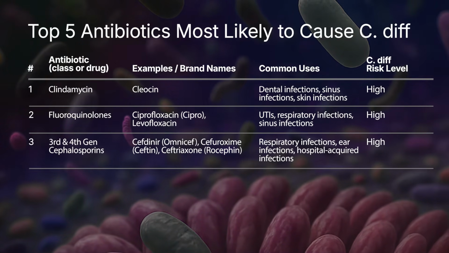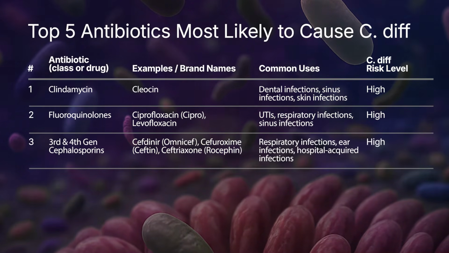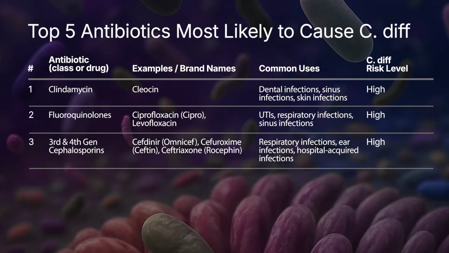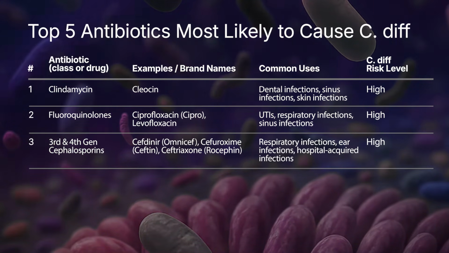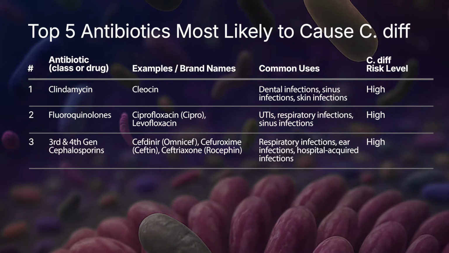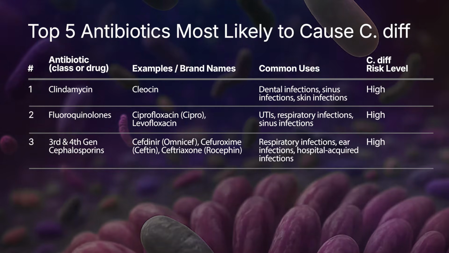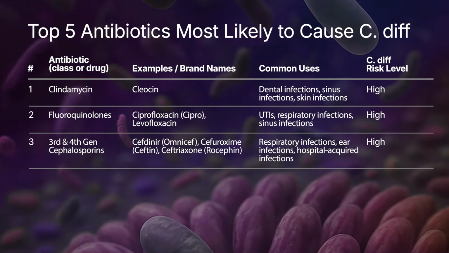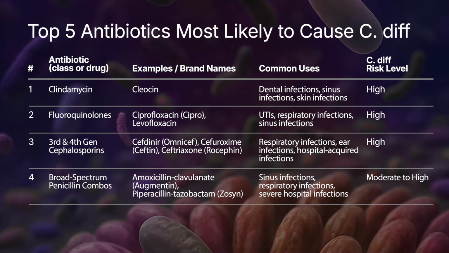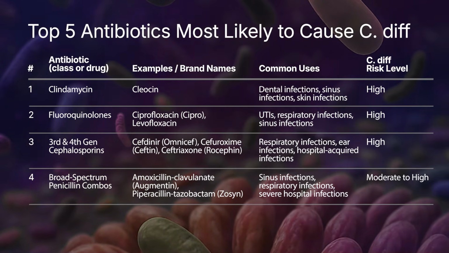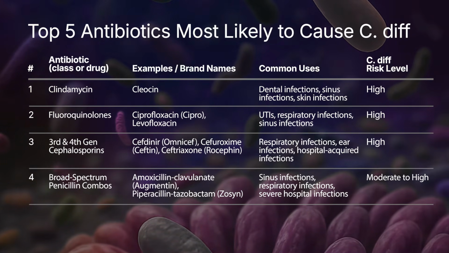Now, in third place are the 3rd and 4th generation cephalosporins. This includes drugs like cefdinir, cefuroxime, and ceftriaxone. Now, these broad-spectrum antibiotics wipe out a wide swath of gut flora, leaving plenty of room for C. difficile to grow. Now, 4th on this list are the broad-spectrum penicillin combinations such as amoxicillin clavulanate. This also goes by the brand name Augmentin.